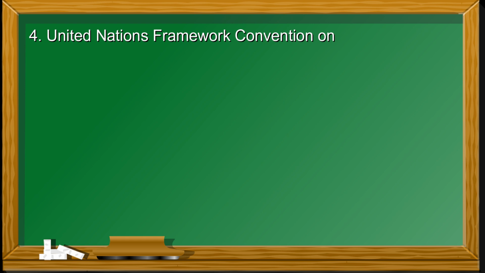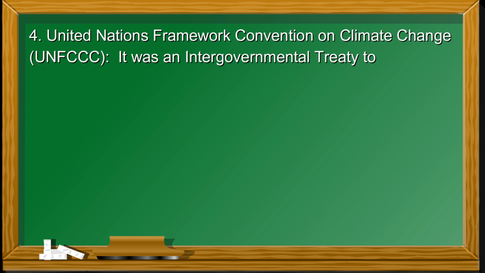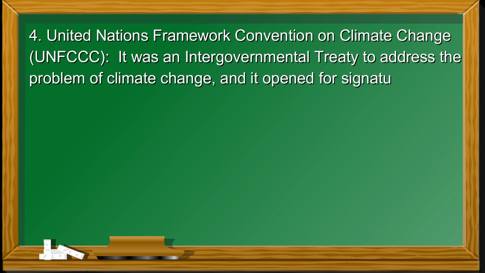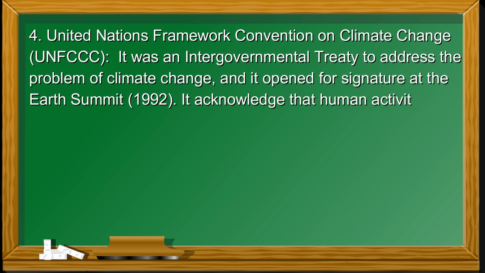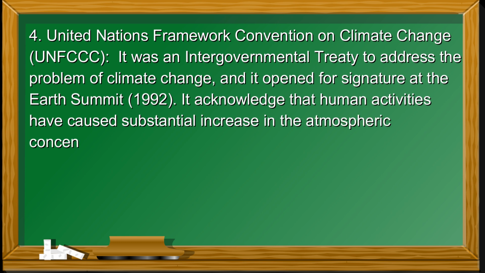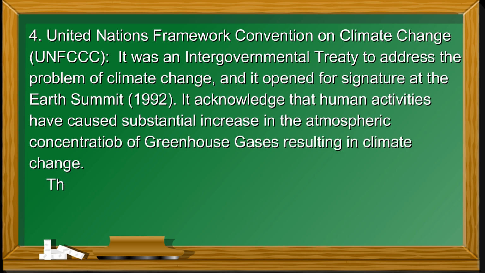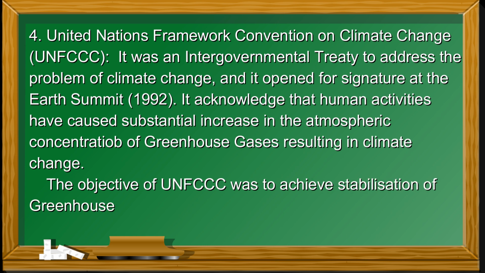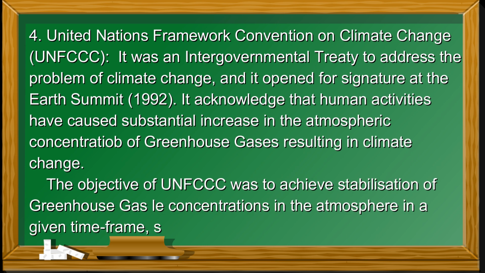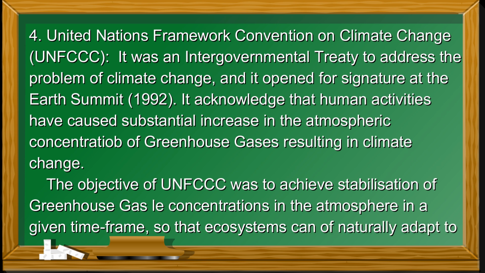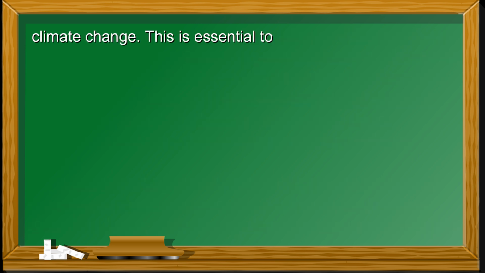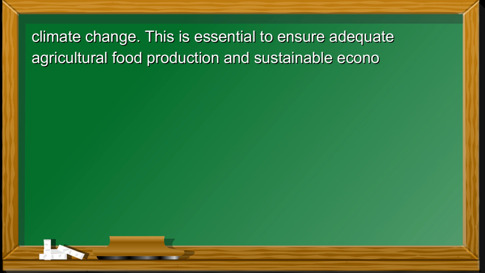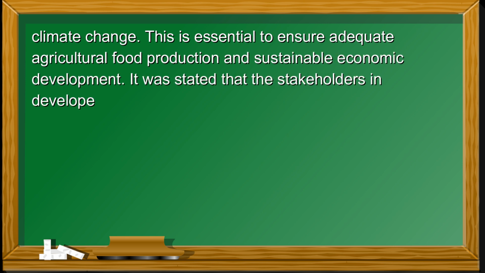4. United Nations Framework Convention on Climate Change, UNFCCC. It was an intergovernmental treaty to address the problem of climate change, and it opened for signature at the Earth Summit, 1992. It acknowledged that human activities have caused substantial increase in the atmospheric concentration of greenhouse gases resulting in climate change. The objective of UNFCCC was to achieve stabilization of greenhouse gas concentrations in the atmosphere in a given time frame, so that ecosystems can naturally adapt to climate change. This is essential to ensure adequate agricultural food production and sustainable economic development.